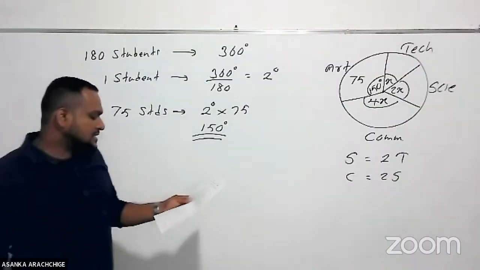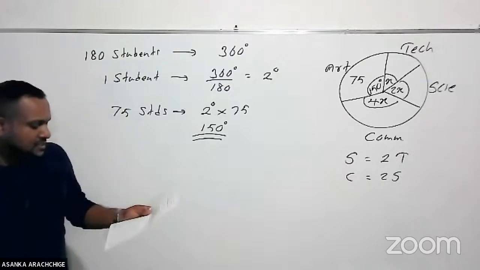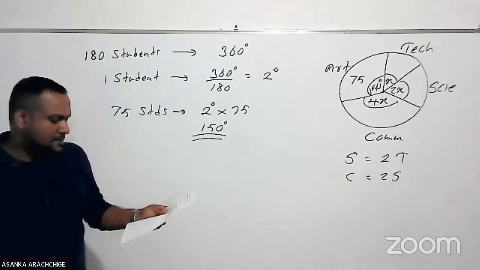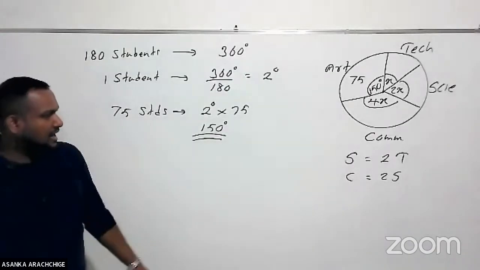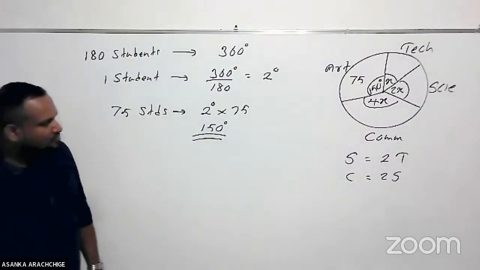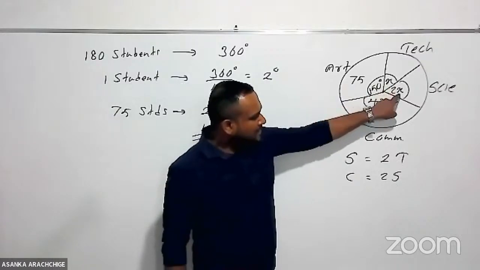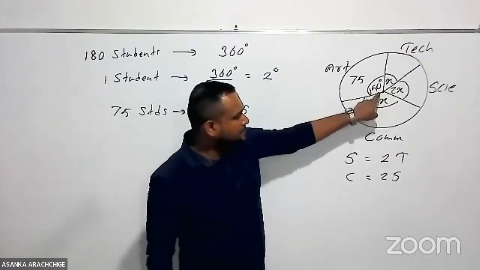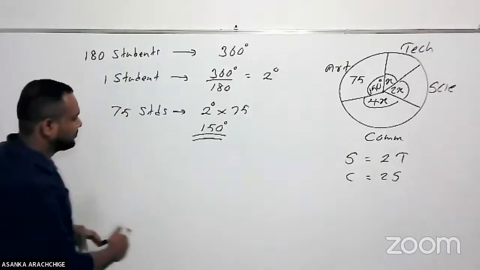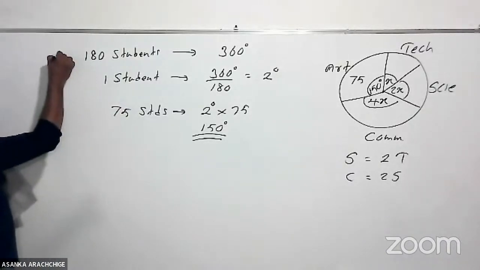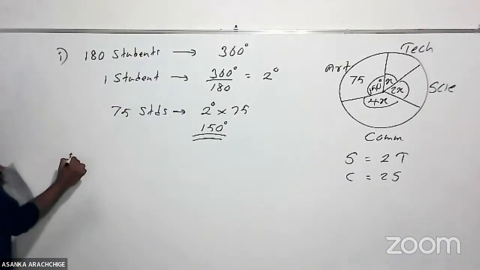Find the angles at the center of the other streams and represent them on the given pie chart. Right. Then others. So x plus 2x plus 4x plus 150. This is the answer for number 1.